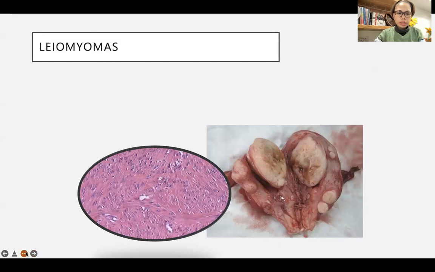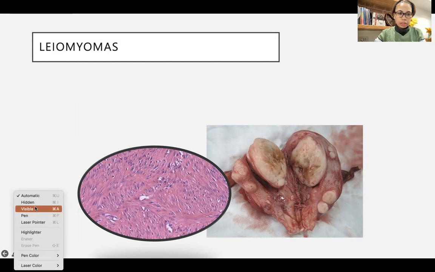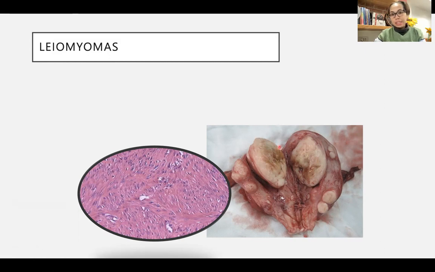As you can see in this slide, grossly, we will be able to appreciate the different sizes and locations of the myoma. It can be small, it can be a little bigger, and it can be really huge. Microscopically, we see spindle-like fibers. These are muscle fibers we see microscopically in leiomyoma.